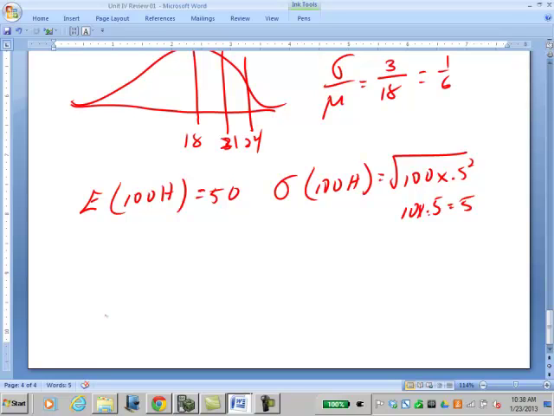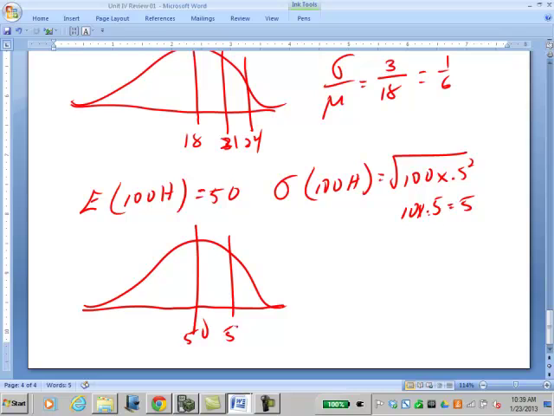So what would be an unusual number of heads? Well, we've got 50, 55, 60. So 60 would be an unusual number of heads. Now, what is the ratio of sigma to mu? 5 over 50. It's now 1 over 10. It went from 1 to 1 over 6 to 1 over 10. The ratio is getting smaller. All right?